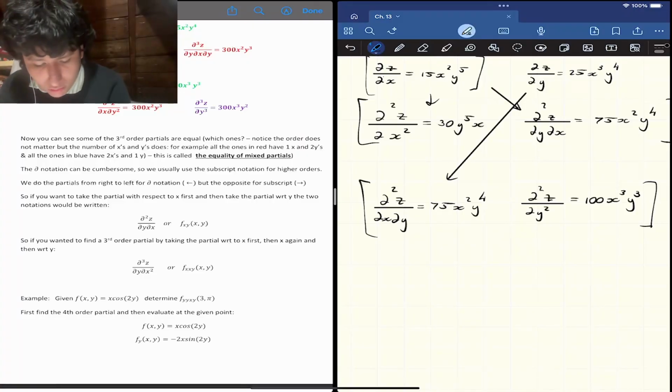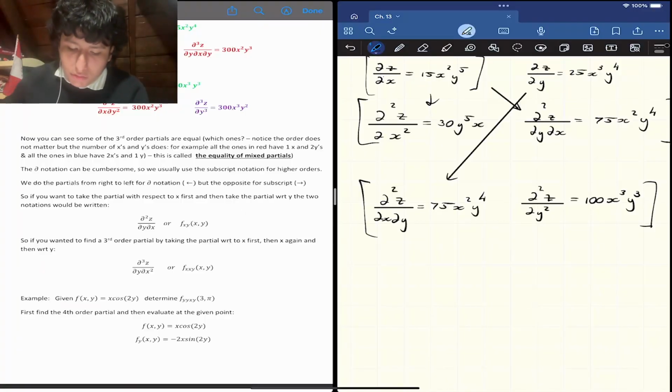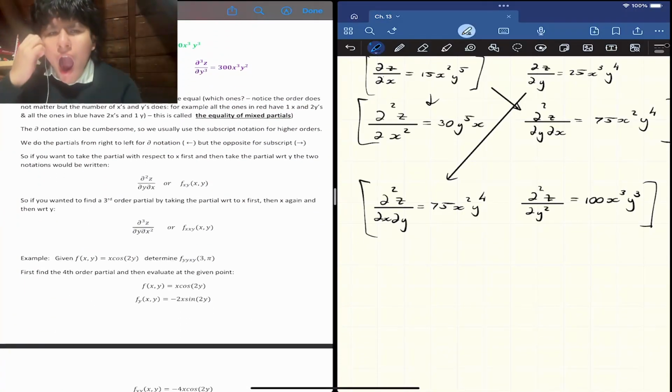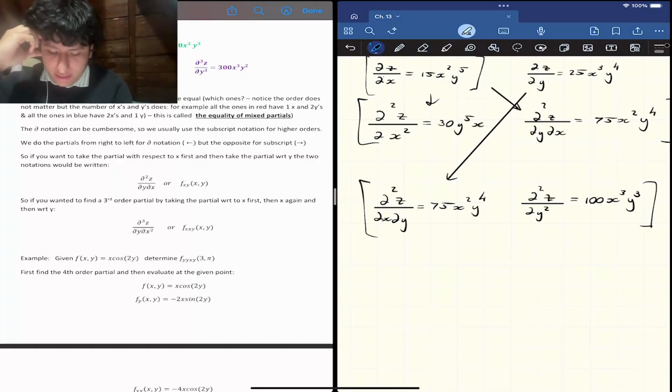Which ones? Notice the order does not matter, but the number of x's and y's does. For example, all the ones in red have 1 x and 2 y's. And all the blues have 2 x's and 1 y. This is called the equality of mixed partials. So that's interesting. There's like this pattern that exists, which is pretty cool.